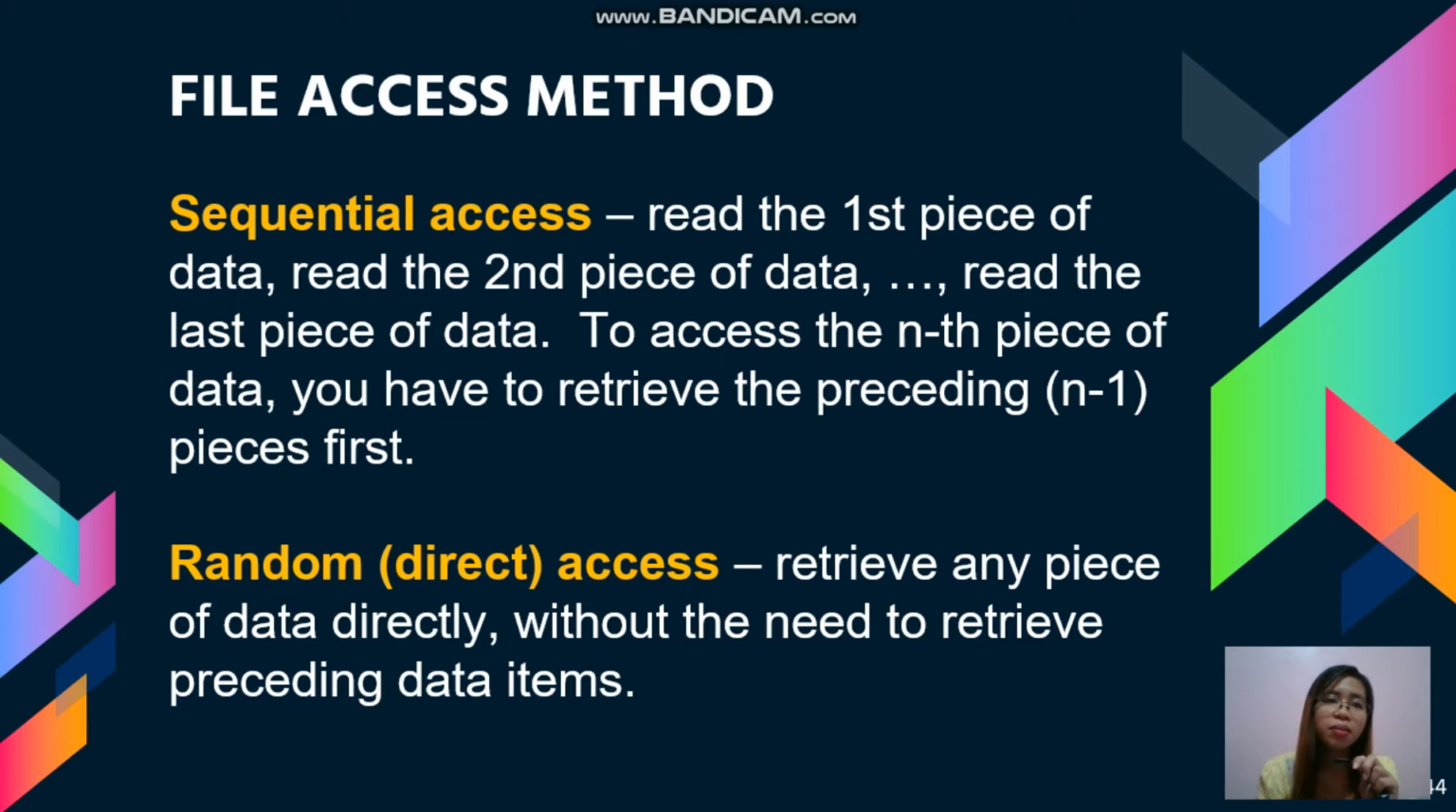So, the second method in accessing our files is random access or direct access. It retrieves any piece of data directly, without having to retrieve the earlier data before the data that you need. For example, again, the data you need is the fifth one. In random access, you no longer need to call the first, second, third, and fourth data to retrieve the fifth. Directly, only the fifth is displayed. So, that is random access.